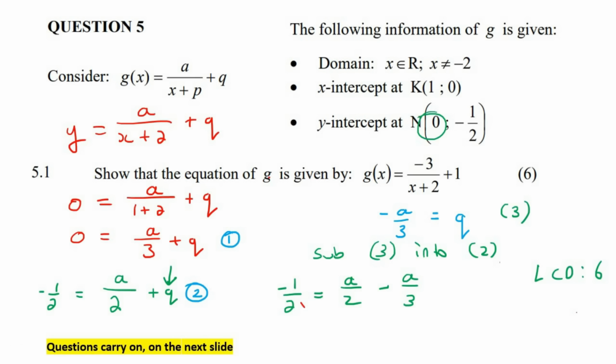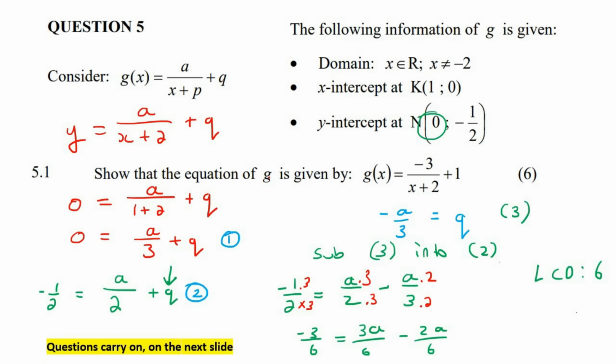That means I'm going to multiply this one by 3. What you do to the bottom, you do to the top. I'm going to multiply this one by 3 as well. And then I'm going to multiply this one by 2 and this one by 2. And so now you end up with negative 3 over 6 equals 3a over 6 minus 2a over 6.